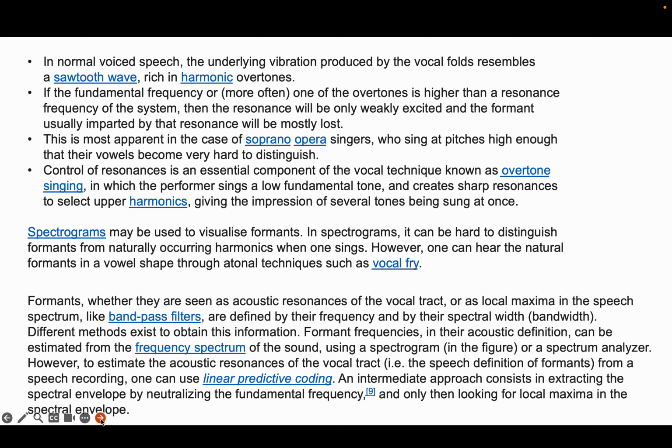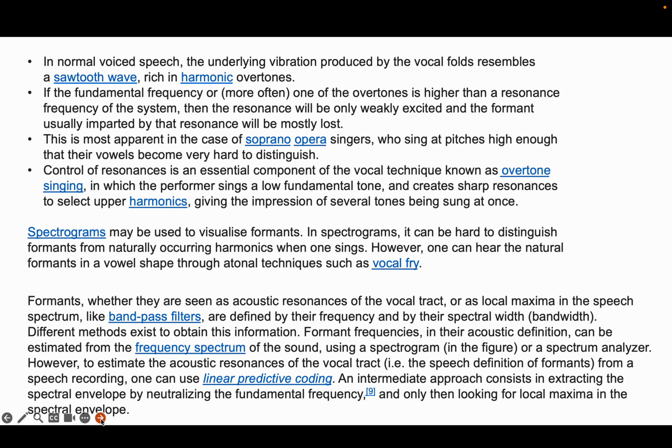So in normal voice speech, this underlying vibration that the vocal cords produce resembles a sawtooth wave that's got a lot of rich harmonics. You have all taken a basic signal processing class, done a Fourier series, hopefully, of the sawtooth, and you know in the sawtooth that you get a pretty rich harmonic structure. So if the fundamental frequency of one of the overtones is higher than a resonance, then you only weakly excite the resonance, and the formant usually imparted by that resonance is mostly lost.